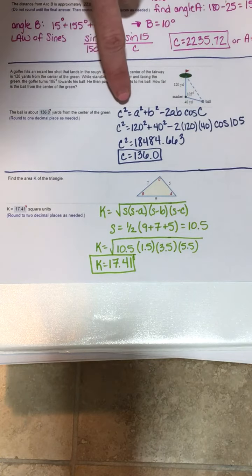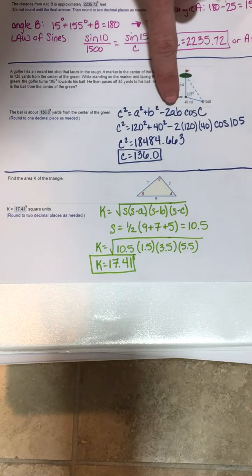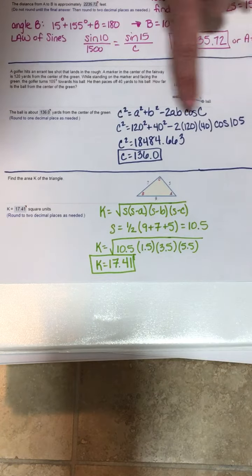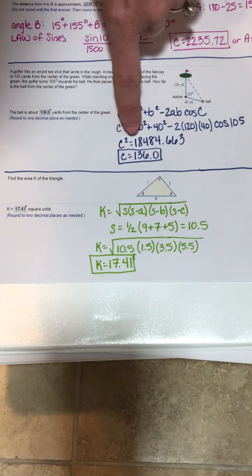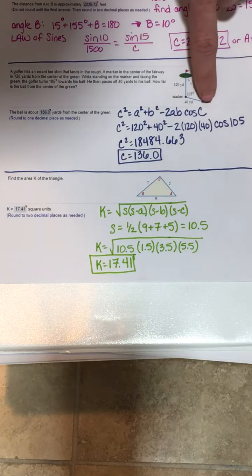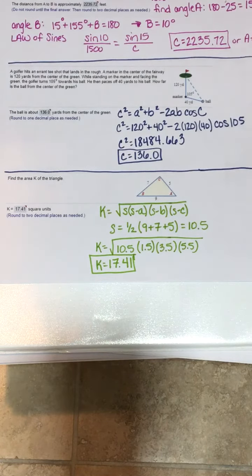So we fill it in. C squared equals A squared plus B squared minus 2AB cosine of C. I plug all my numbers in, and I get that C squared equals 18,484. And then I take the square root. So the distance from the ball to the tee is 136.0 yards.